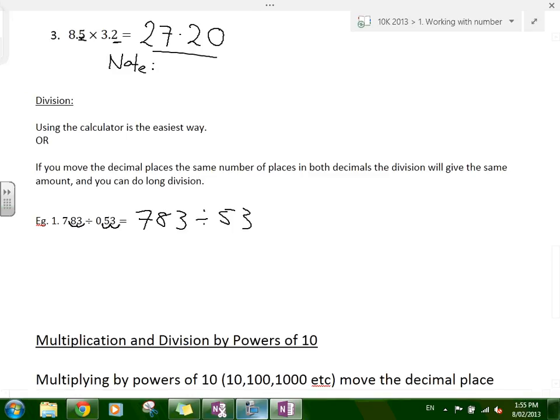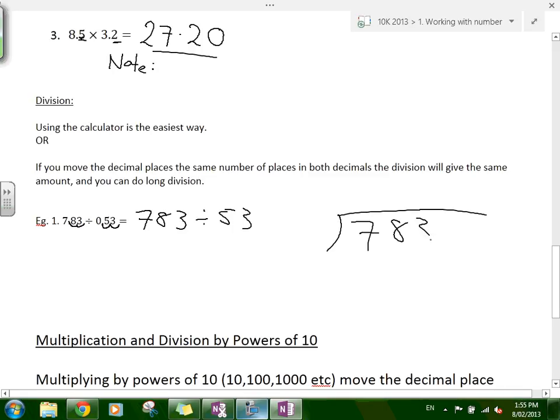Alright, so then if I do my long division over here, 783 divided by 53, here's a test for someone. Who would like to come and do the long division? 0, 7, 1, good. Okay, and then you divide it underneath. Yeah, so you take away. Which is 25.